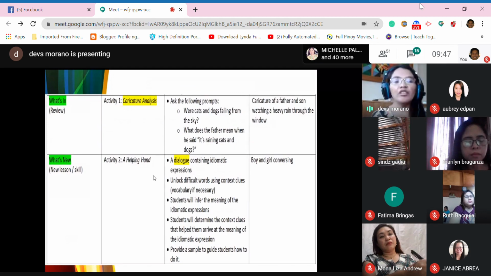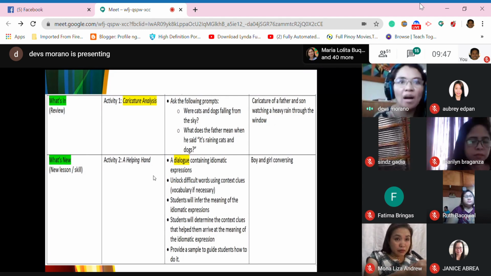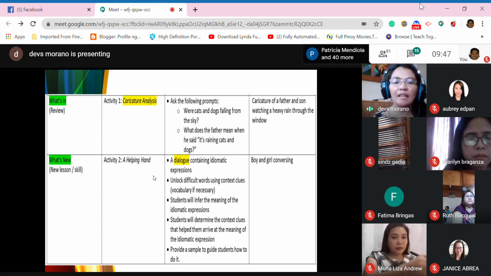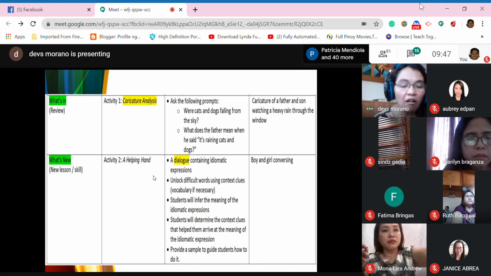Now let's move on to what's in. So what's in, it's a review. We would like to know, it's a very short activity that will allow students to review what they have learned of the topic or the skill.